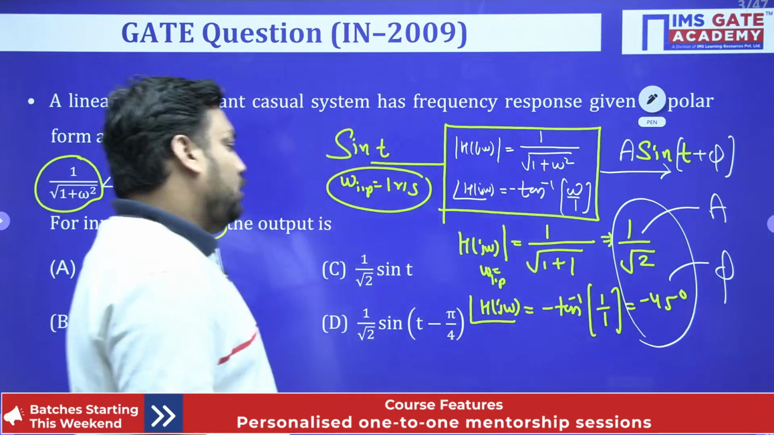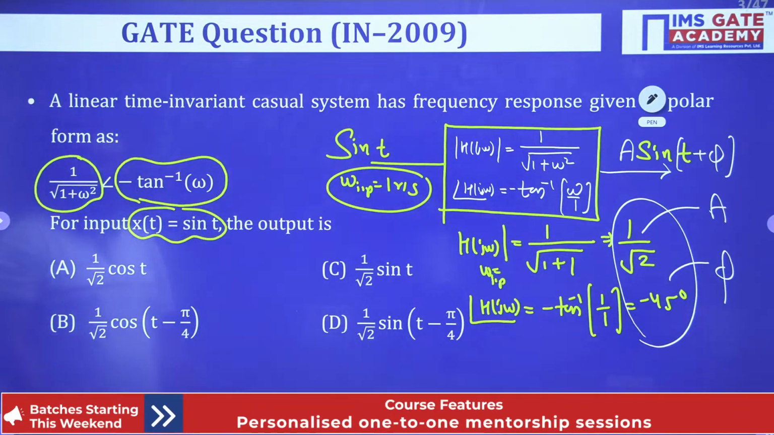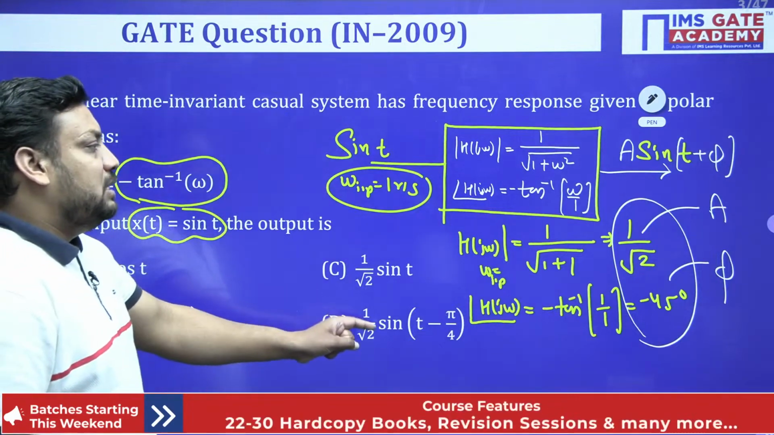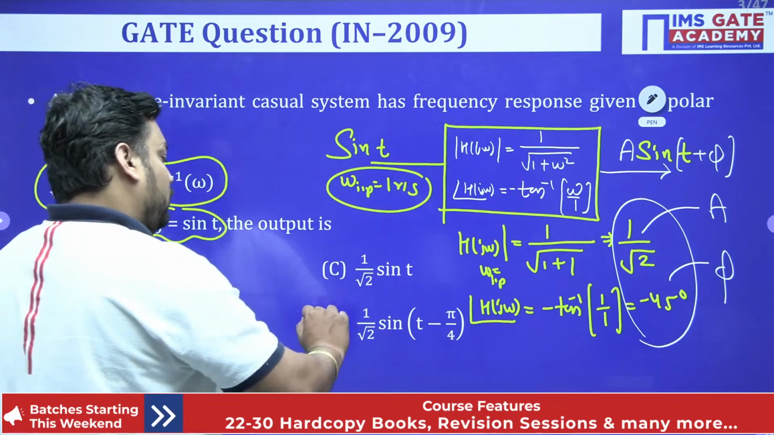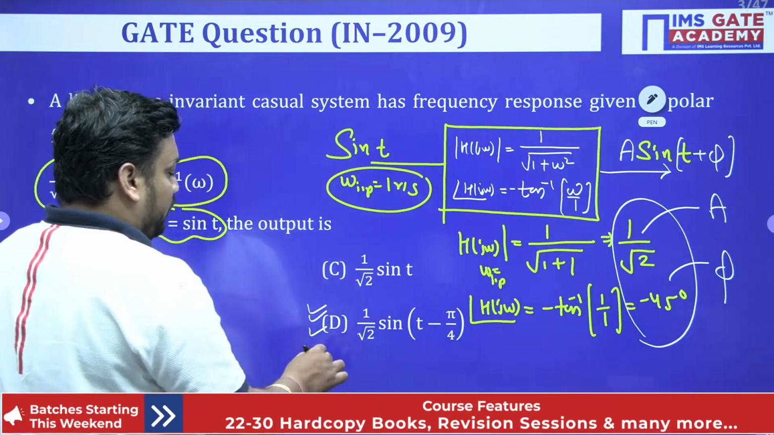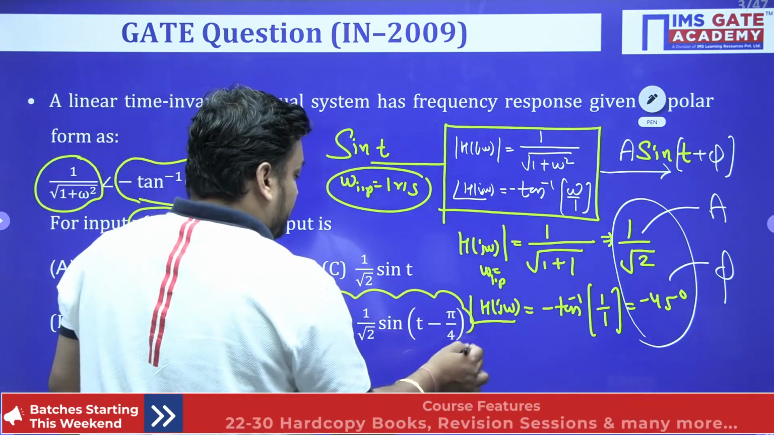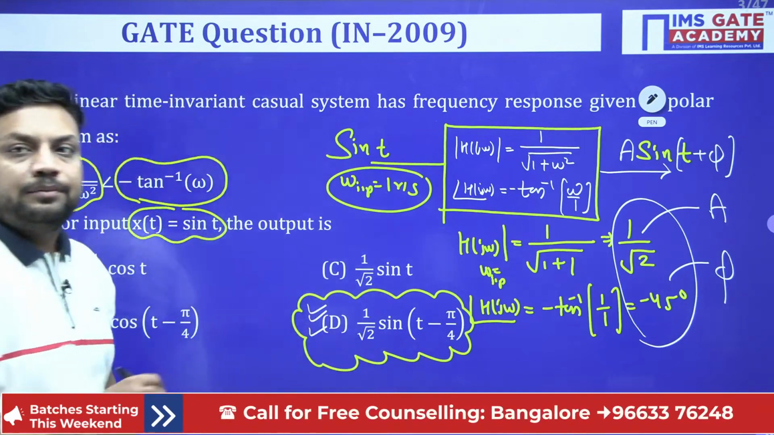Yes. So now your answer will be what? The answer will be 1 by root 2 sine of t minus 45 degree, which is nothing but minus pi by 4. So that is why the correct answer is option D for the LAE. I am quite sure that you have already got the answer.